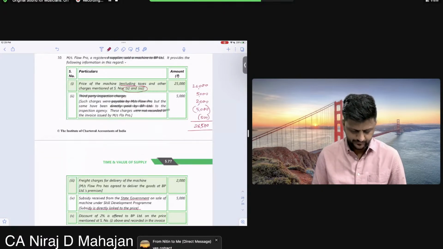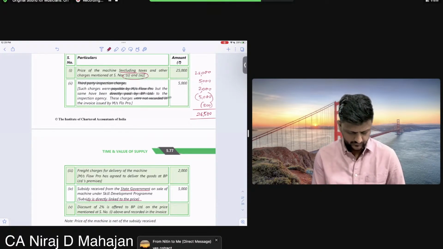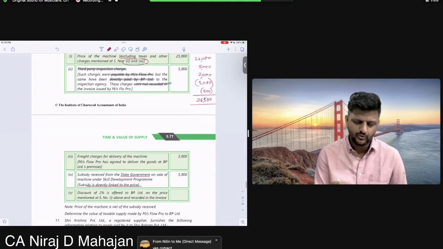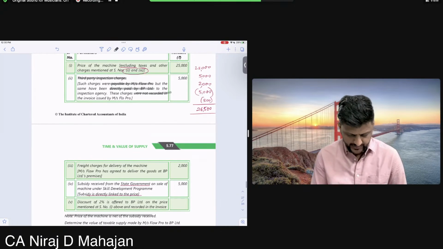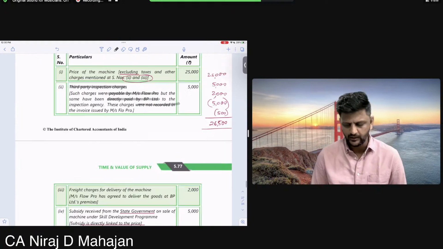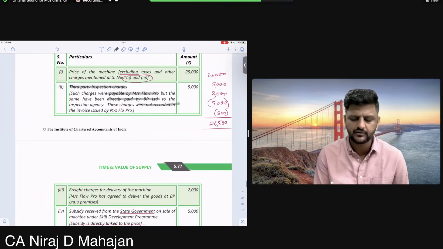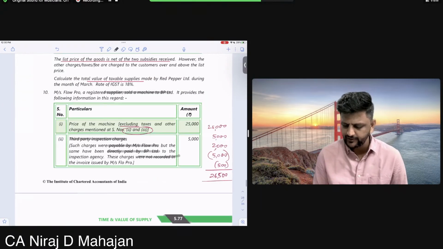Net of subsidy what? Sorry. Oh my goodness. Look at the note. Price of the machine is net of subsidy received. Already subsidy is reduced. Okay. They have given that. Is it allowed? Allowed. So we'll not do any kind of changes. We'll not further reduce. Okay. Add back that 5,000 also then. 31,500 then. Bolo.